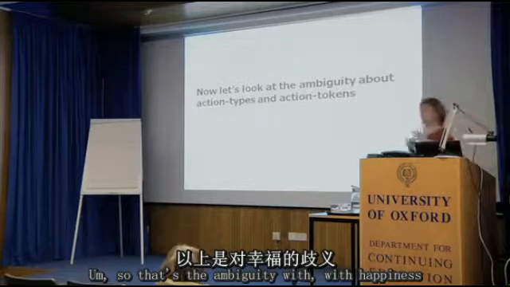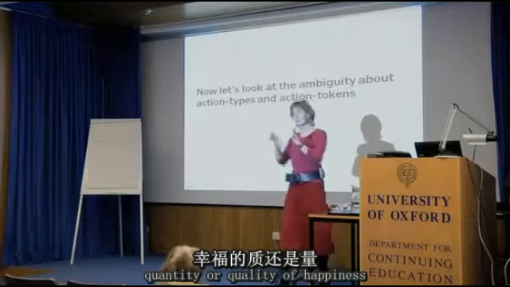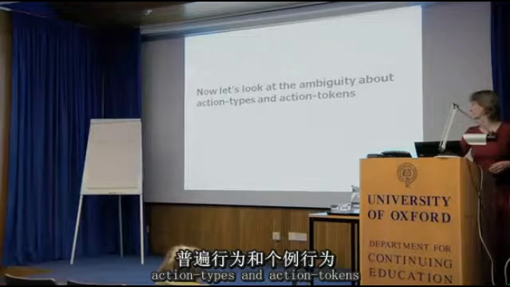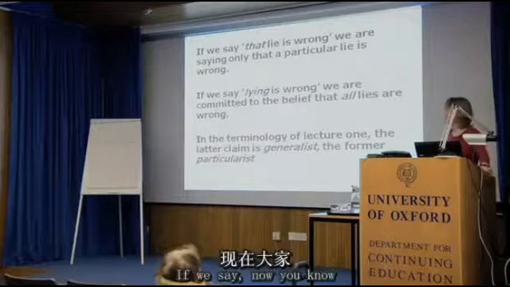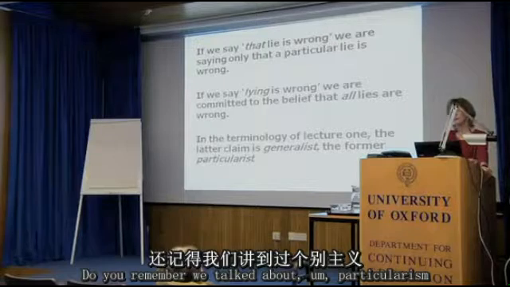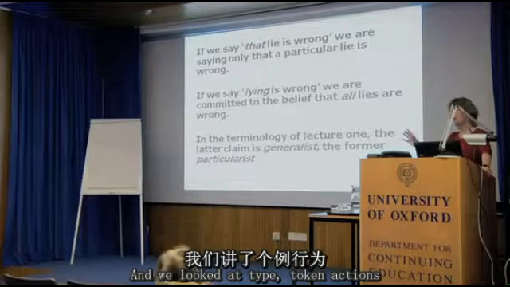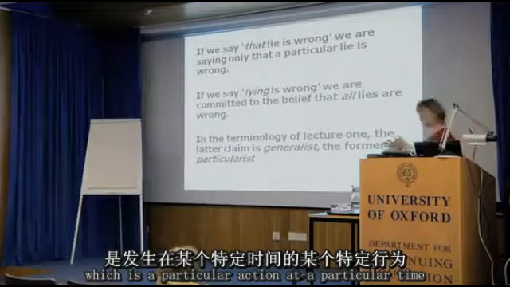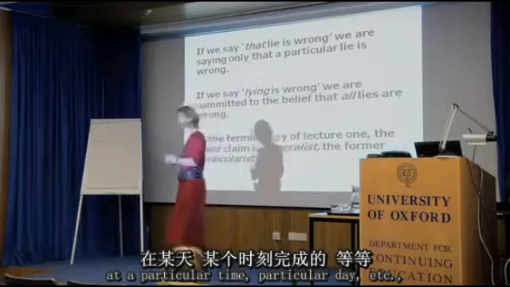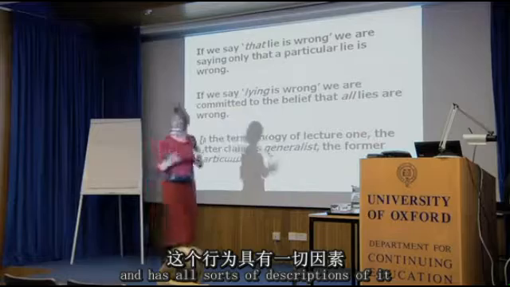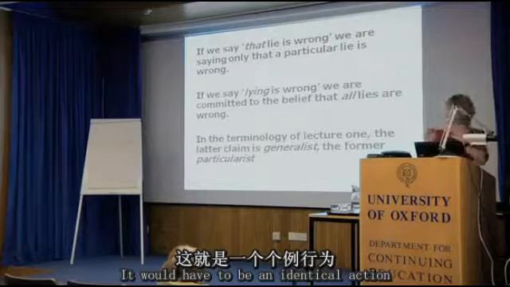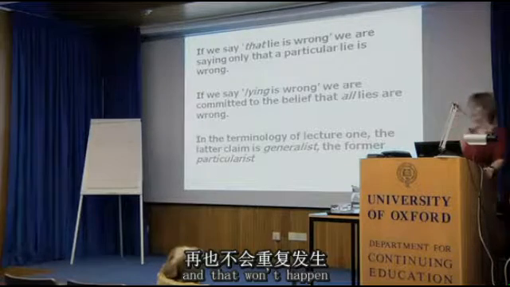So that's the ambiguity with happiness and whether we're talking about quantity or quality of happiness. Now let's look at the ambiguity about action types and action tokens. Now you know this distinction from the first week again. Do you remember we talked about particularism? And we looked at token actions, which is a particular action at a particular time, done by a particular person on a particular day, etc., and has all sorts of descriptions of it. There is no other action that's identical to a token action. It would have to be an identical action, and that won't happen.